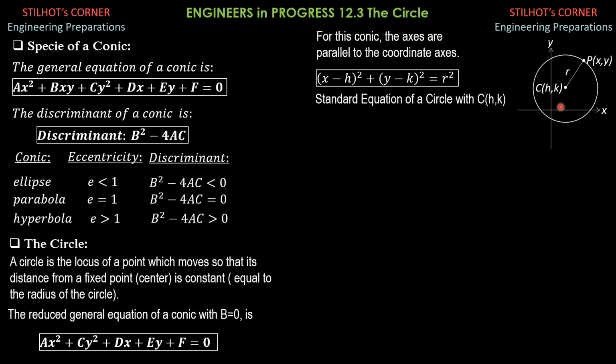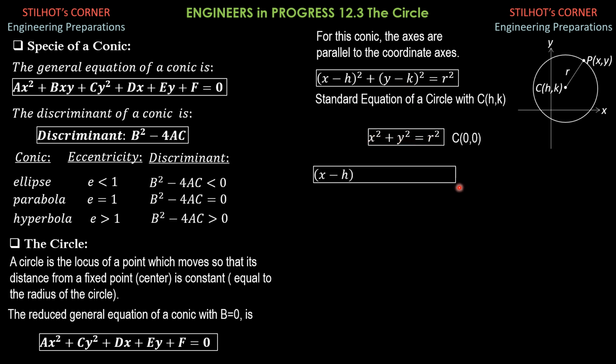Then when the center is at the origin, all you have to do is replace h and k by 0. So if this is the circle with center at the origin, radius r, then the center of the circle is translated to x equals h and y equals k when x is replaced by x minus h and y is replaced by y minus k from this circle with center at the origin.